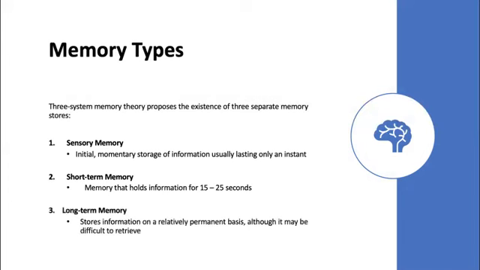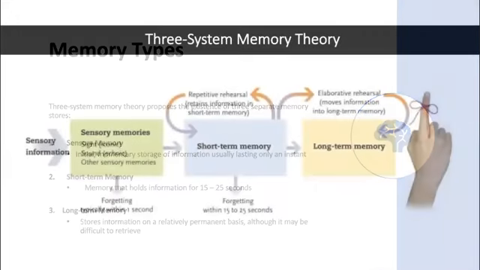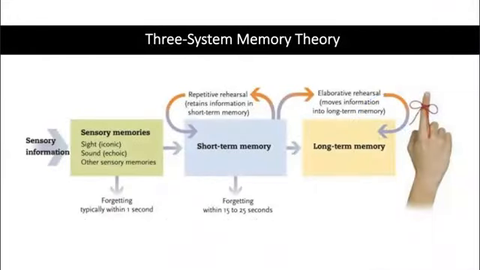So finally, of course, the third storage system is long-term memory. This information is stored here on a relatively permanent basis. So once these memories make it to the long-term memory storage system, most likely you will be able to retrieve them at a later time. And we're going to get into the details of each of these storage systems in just a minute. That was just a brief overview of the three systems according to that theory. And here's a picture demonstrating how the three system memory theory works.